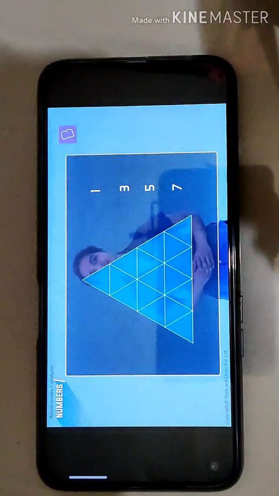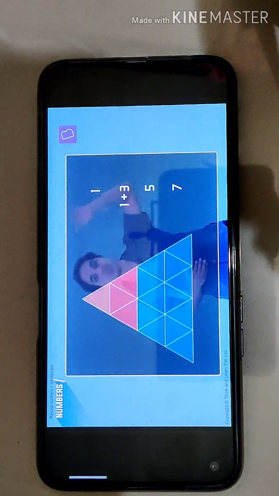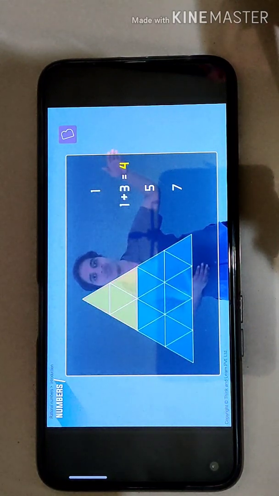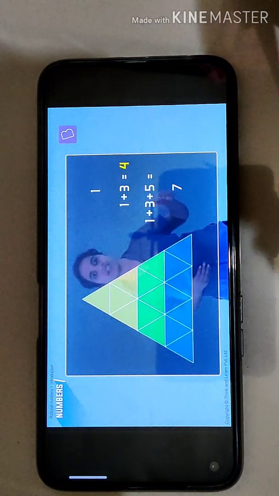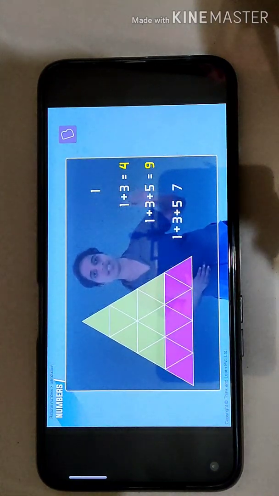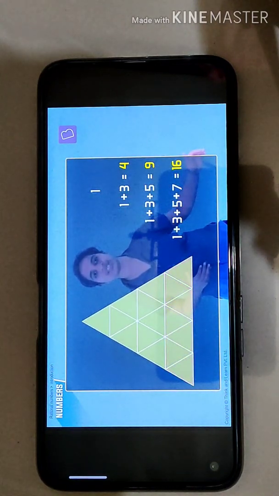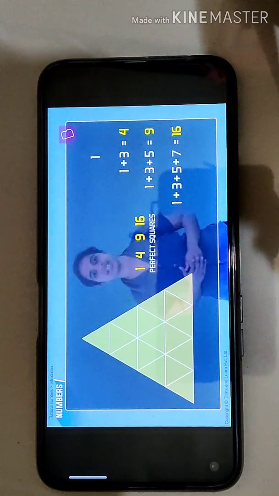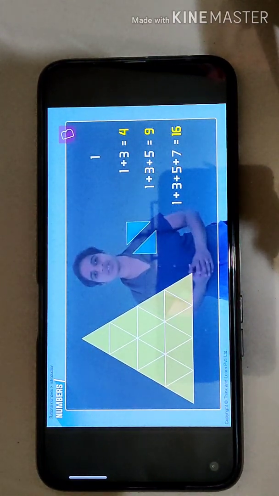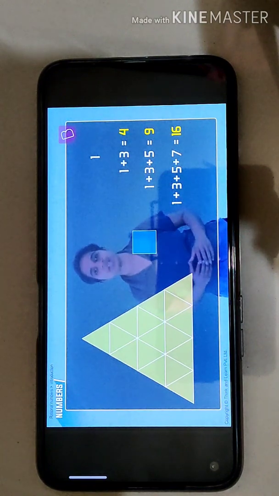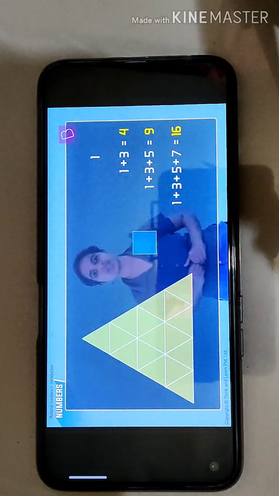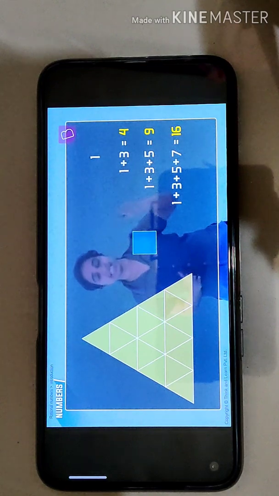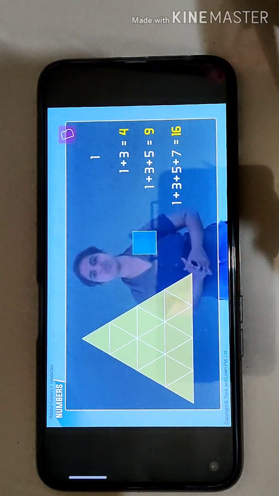Now let's add them and see. 1 and 3 you add, you'll get 4. 1 plus 3 plus 5, you'll get 9. 1 plus 3 plus 5 plus 7, you'll get 16, right? What are these? Nothing but square numbers, right? Why do you get square numbers? Because adding triangles gives you squares, right? Two triangles make up a square, which is why adding these numbers that represented triangles gave you a square. So it's just one way to see it, right?